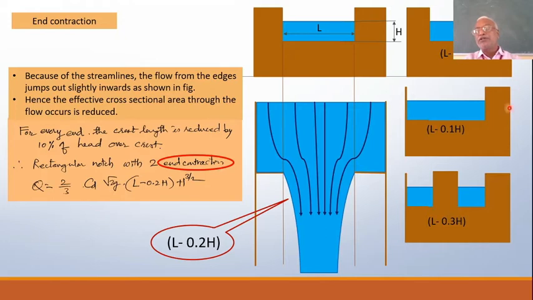Suppose you have got notches like this, multiple notches. One is adjacent to the weir wall itself. The another notch is in between. So this will have 2 and this will have 1. Because of that, there are 3 end contractions. That's why it is L minus 0.3 times H. Okay.